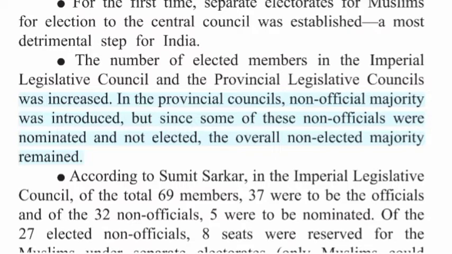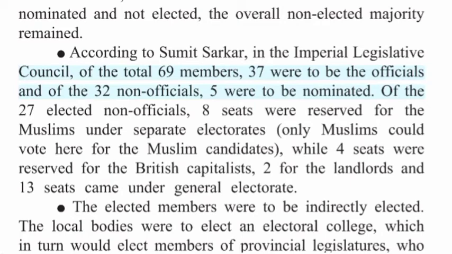According to Sumit Sarkar, in the Imperial Legislative Council, of the total 69 members, 37 were to be officials and of the 32 non-officials, 5 were to be nominated. Of the 27 elected non-officials, 8 seats were reserved for the Muslims under separate electorates. Only Muslims could vote here for the Muslim candidates, while 4 seats were reserved for the British capitalists, 2 for the landlords and 13 seats came under general electorate.